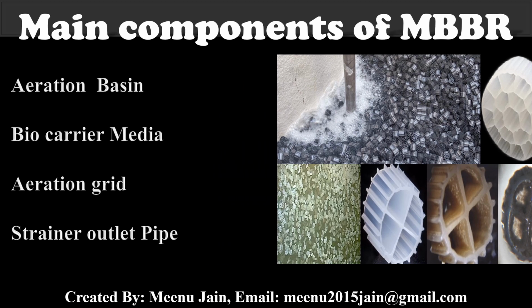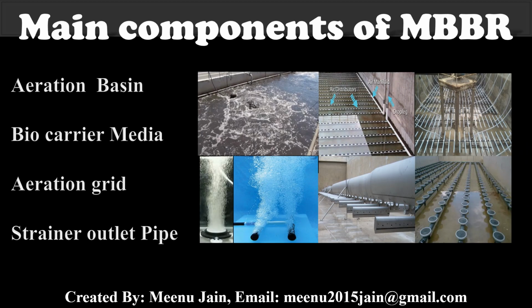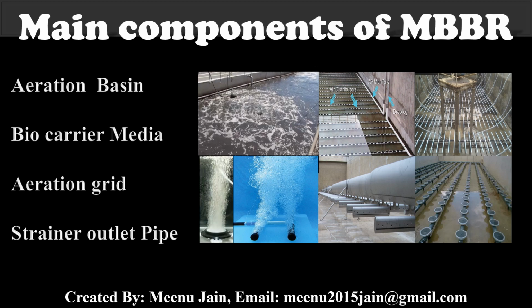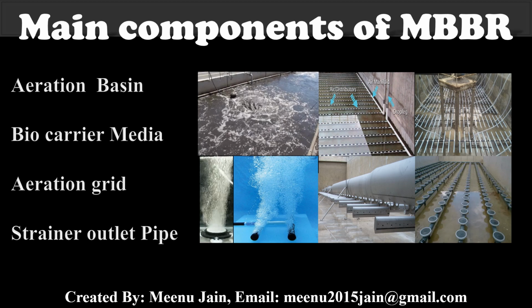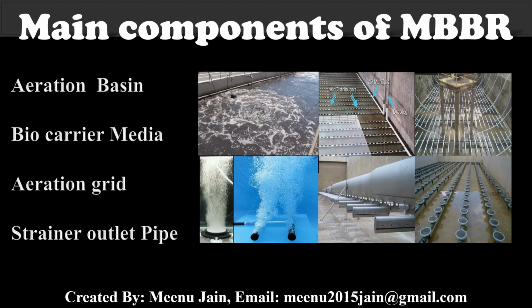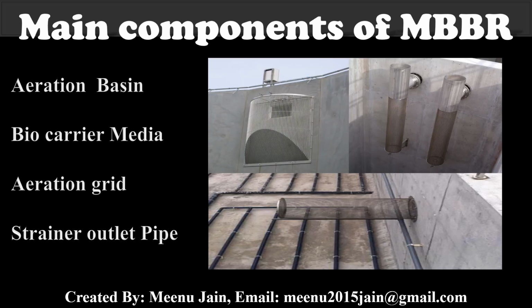Another thing that helps the media move effectively throughout the tank is the aeration grid. The aeration grid helps keep carriers on the move so that they can come into contact with all types of waste present and efficiently decompose it, and it introduces more oxygen into the tank. For the media to stay in the tank, a sieve or strainer outlet pipe is provided at the outlet of the tank. The mesh material allows water to pass through but keeps the plastic carrier or media inside the basin.